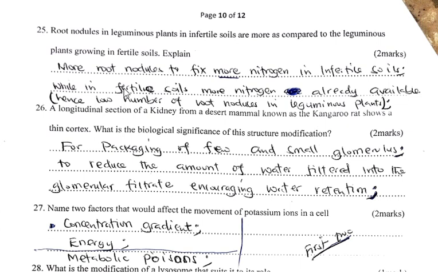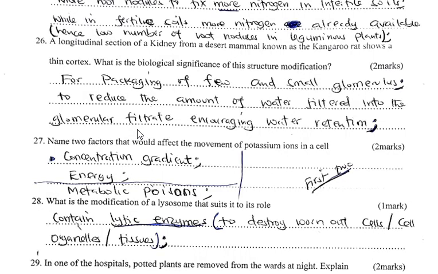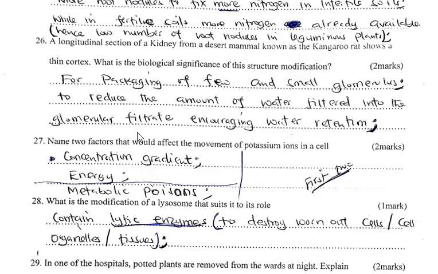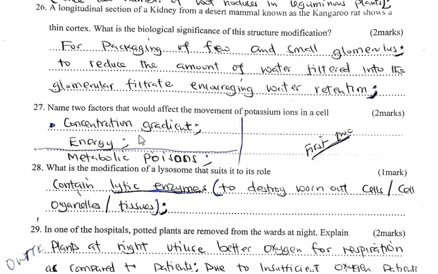Question 26. A longitudinal section of a kidney from a desert mammal known as kangaroo rat shows a thin cortex. What is the biological significance of this structural modification?